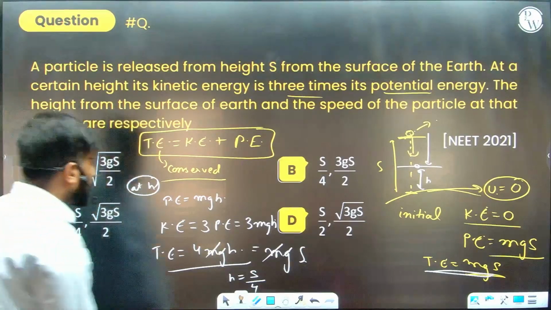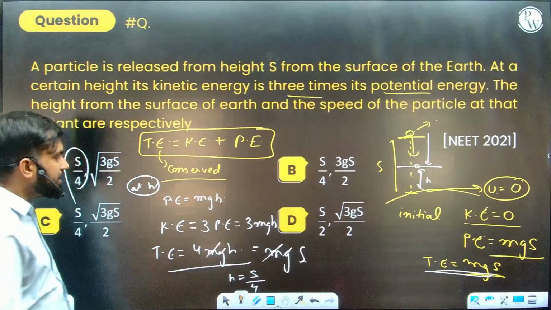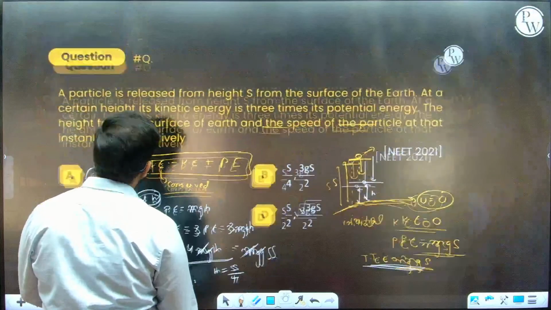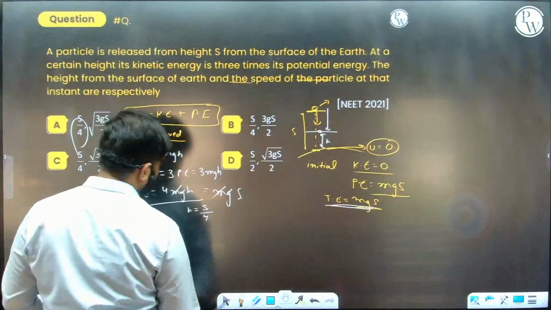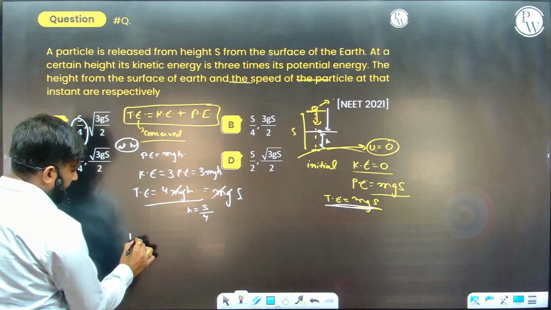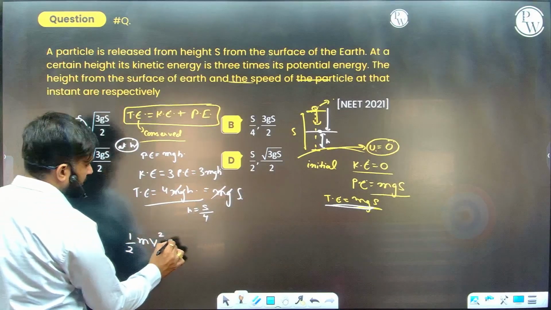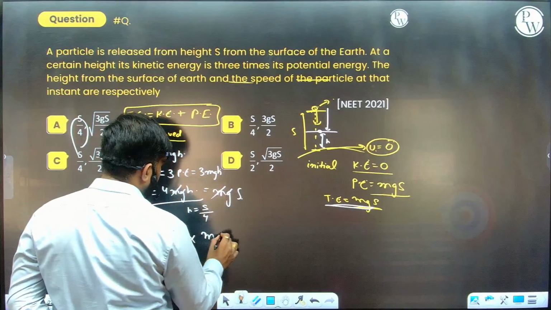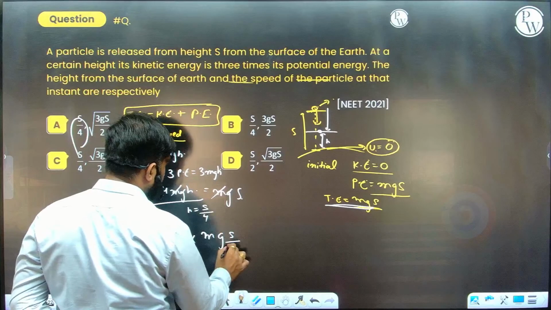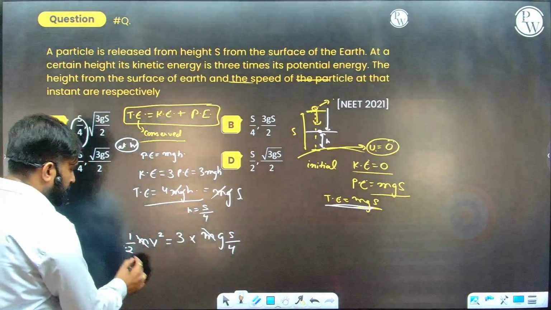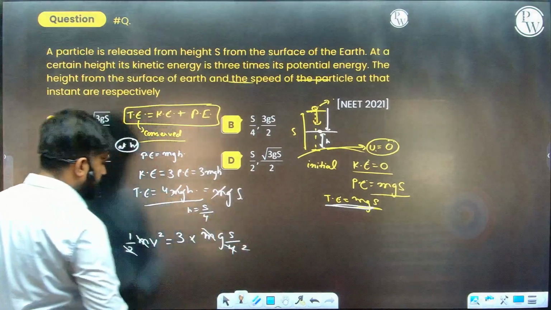Okay. So from the relation that kinetic energy is 3 times the potential energy, we can figure out the velocity problem. Okay, let's check it. So I'll write kinetic energy half mv square is 3 times the potential energy, mg, and h height is s by 4. M gets cancelled, 2 and this 4, the 2 is remaining.